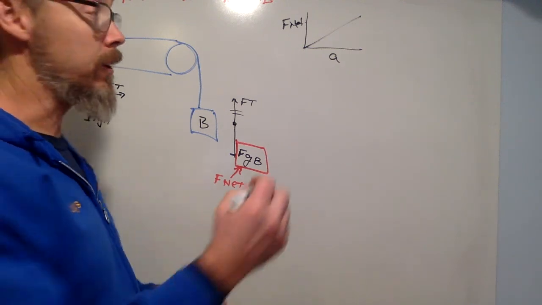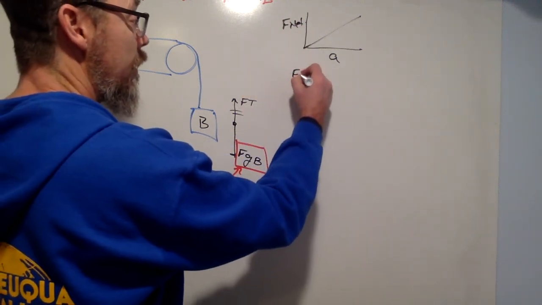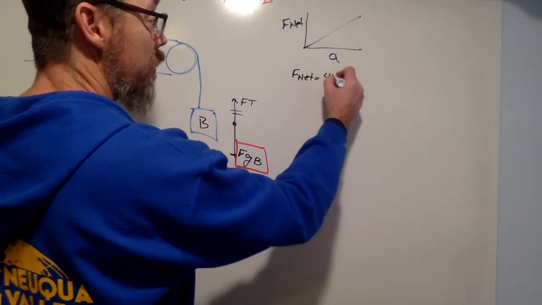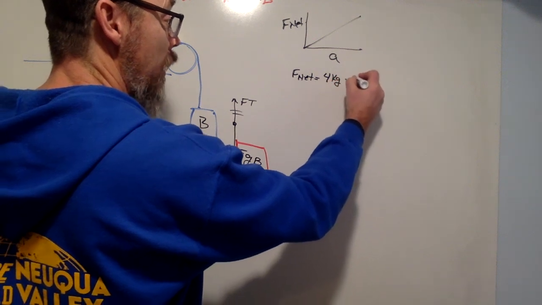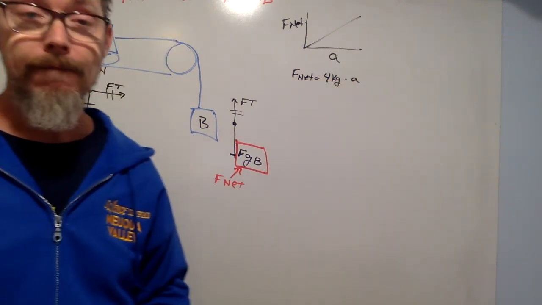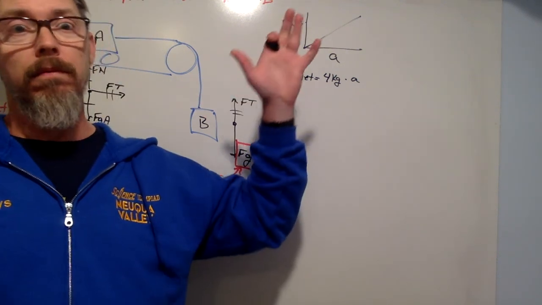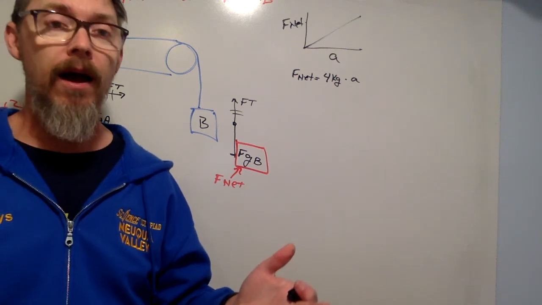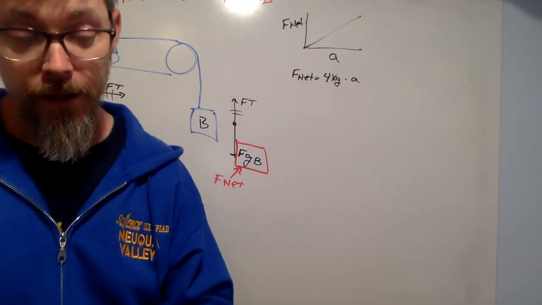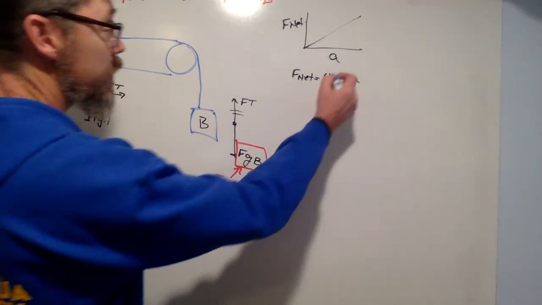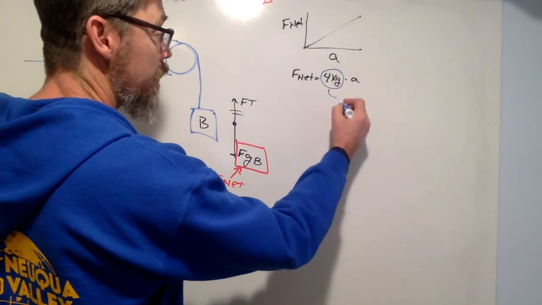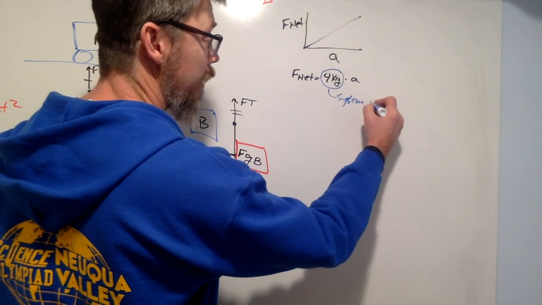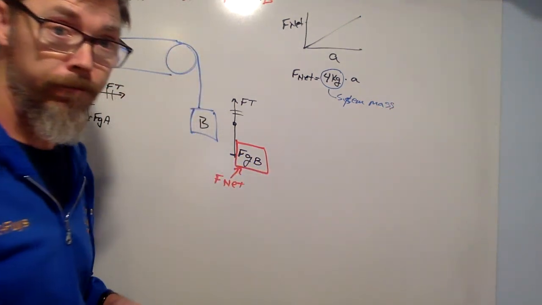Okay, so our equation then here is F net equals our slope, which you should have gotten to be 4 kilograms, times a. And that should have been right away 4 kilograms. That's what my system mass was. So in this case, the slope is the system mass. Can't spell system. That's the system mass.